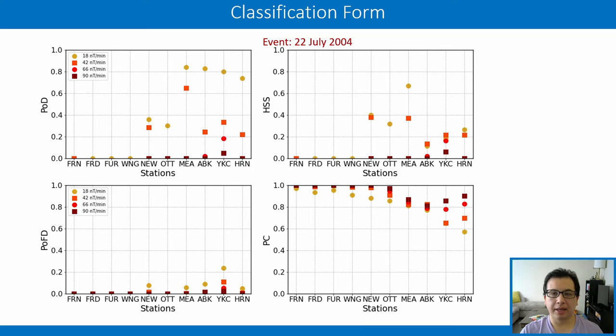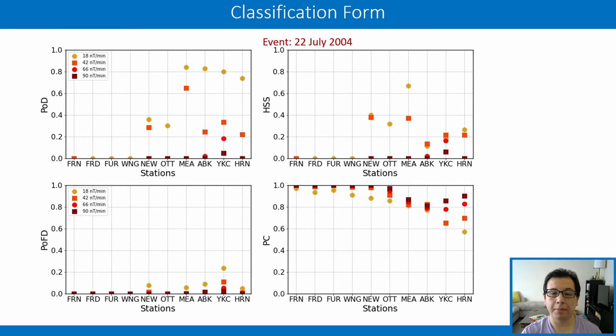To evaluate the classification form, four metrics were used. Probability of detection: this is whether the prediction was made properly when the real data crosses a threshold. Probability of false detection: when the prediction crosses a threshold and the real data don't. Probability of correct, which basically shows whether real and predicted values are in the same threshold range or not. And the Heidke skill score, which represents how much better or worse than random the model is predicting.